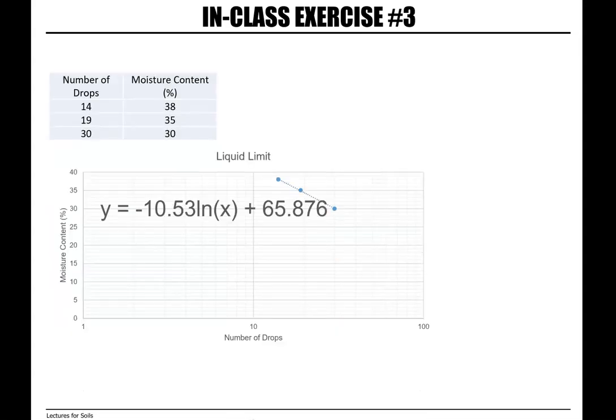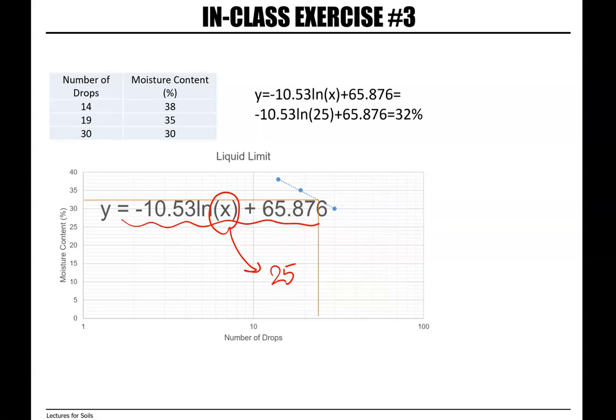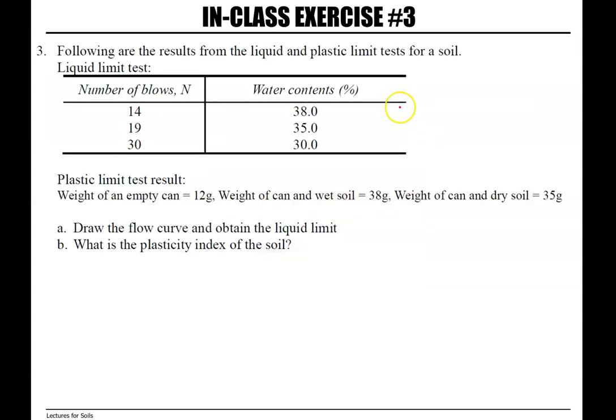So you have your data points, you prepare your curve, moisture content versus number of drops, you have the formula of the line, substitute X with 25 and you get your moisture content, your liquid limit. Liquid limit is 32%. So from here, we calculated liquid limit as 32%.